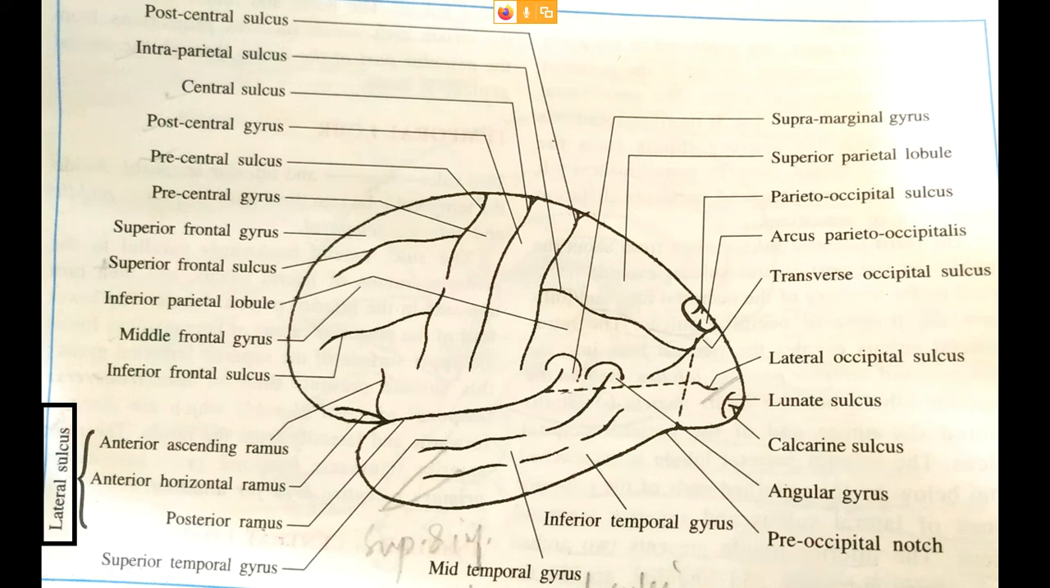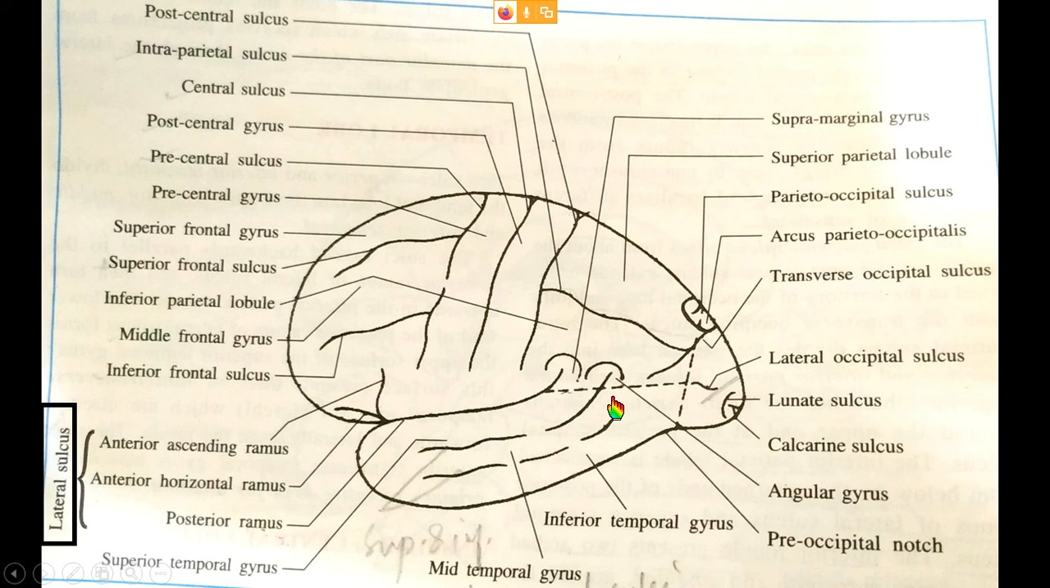Then we are going to discuss the occipital lobe. The occipital lobe presents the transverse occipital, lateral occipital, and lunate sulci. Remember these sulci names. We are going to discuss them now.